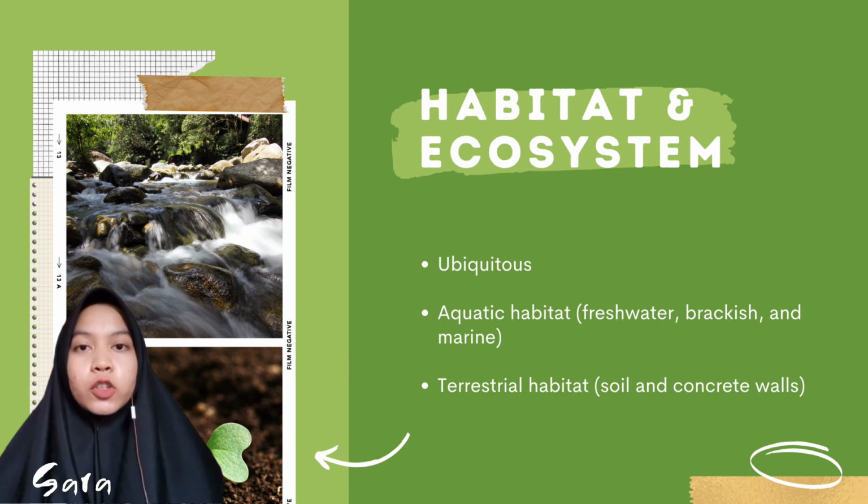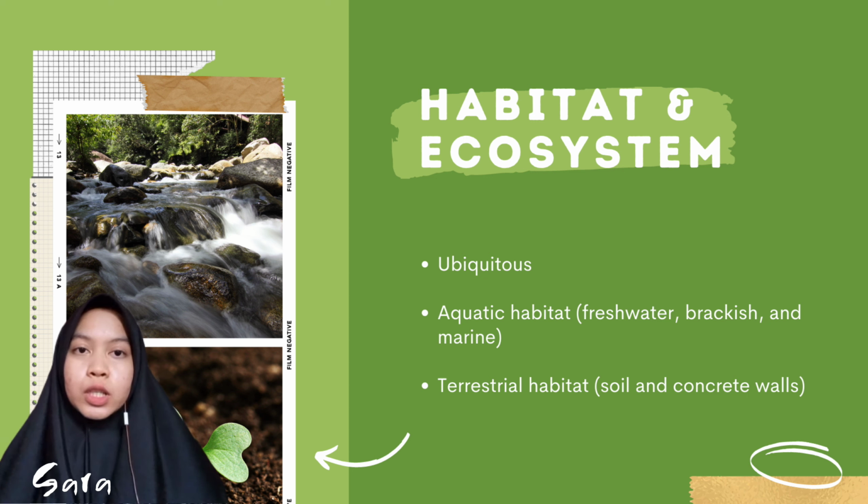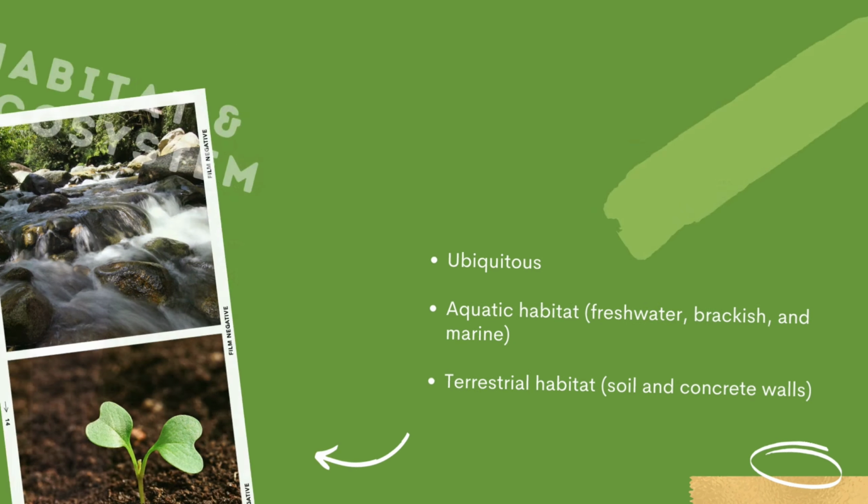C. vulgaris is ubiquitous, which means it can be found pretty much everywhere. It can be found in aquatic habitats. This includes freshwater like pools or lakes, brackish water, and also tropical seas. It can also be found in terrestrial habitats, such as soil and concrete walls.